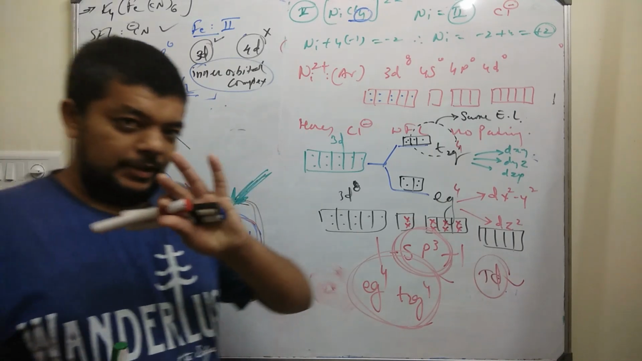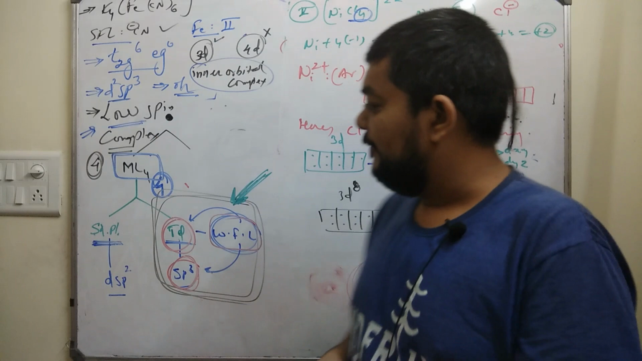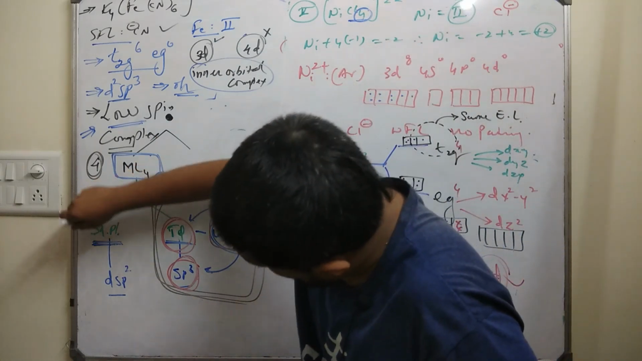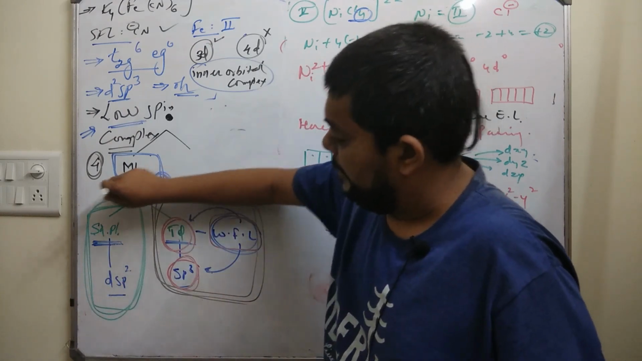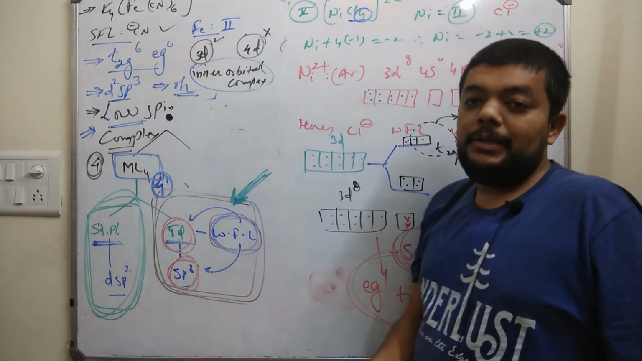So we are done with 3 concepts. Still we are left with this 4th one. But this is highly important. This is very, very important: what happens when you have a square planar kind of geometry.